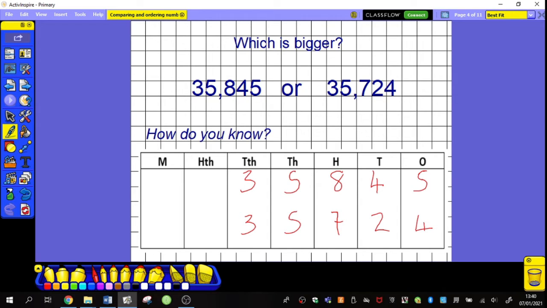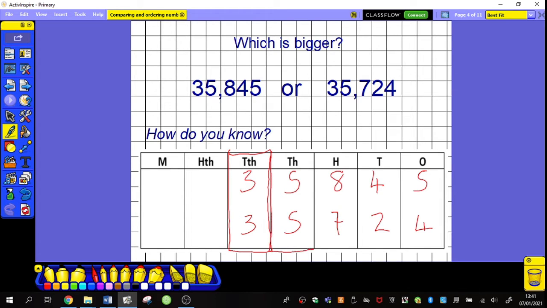Once they are nice and clearly laid out, one on top of each other, this is the only time in maths where I'm going to start with the biggest column. I'm going to start on the 10,000s column. Now in my 10,000s column here, you can see that I have 3 and 3. They are both the same. Now, if one was bigger than the other, it would be easy, I'd be able to see which one was then the biggest number. But because they're both the same, I need to go onto the next column.